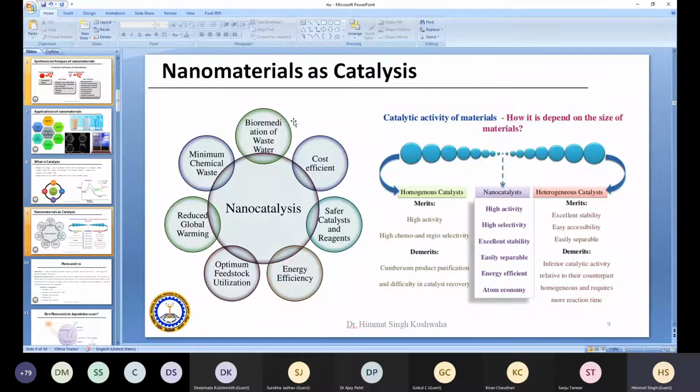So when we use these nanomaterials as a catalyst, on the basis of their catalytic properties, they can be used as a, yes.